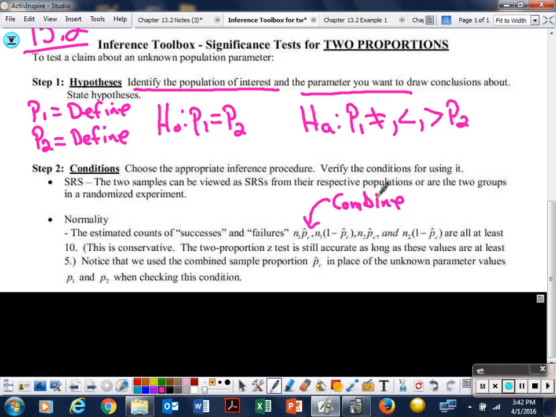And again, I made a mistake right here. When we multiply those together, they need to be at least 5. I have it correct in the next sentence. The two proportion z-test is still accurate as long as these values are at least 5. Okay? And again, notice that we used the combined sample proportion. All right. Continuing down.